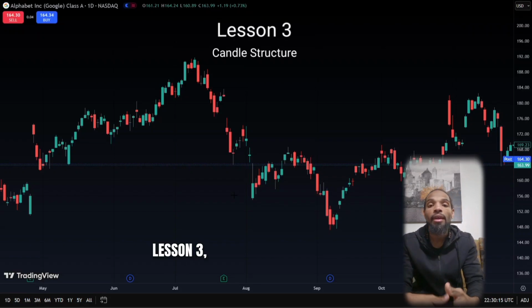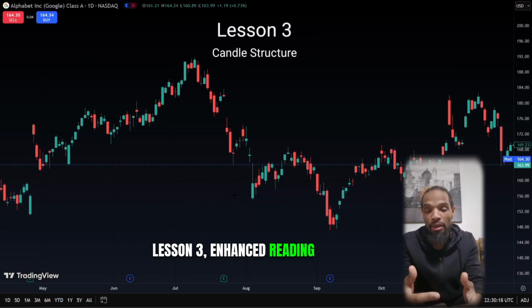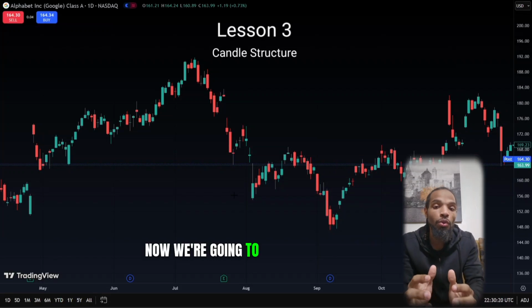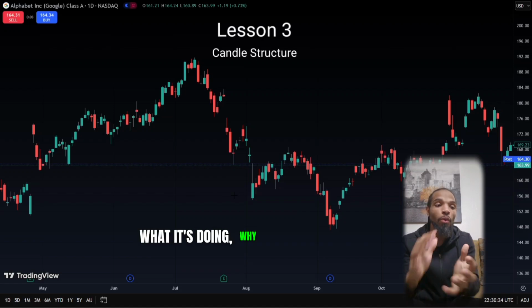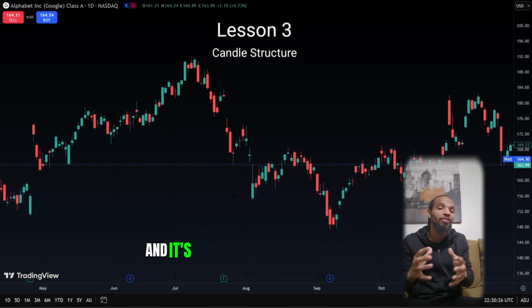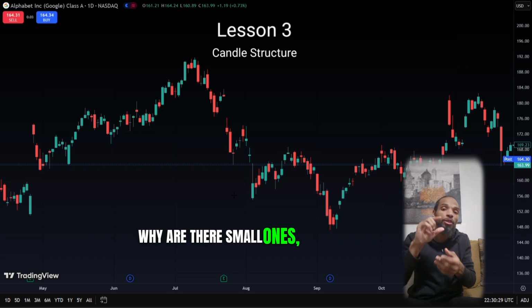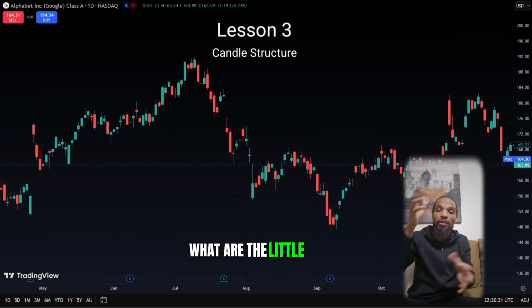Lesson 3, enhanced reading of a chart. Now we're going to break down a candle, what it's doing, why it looks the way it looks, and how it's formed. Why are there small ones, big ones, skinny ones? What are the little lines?